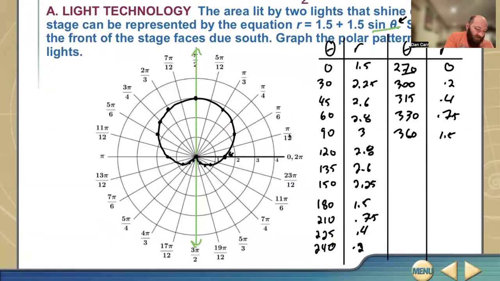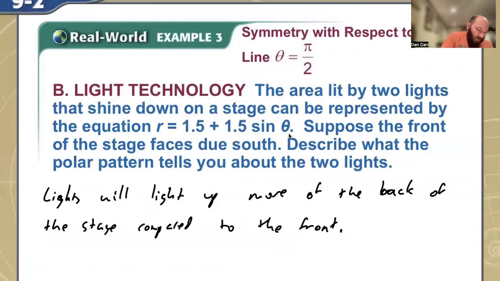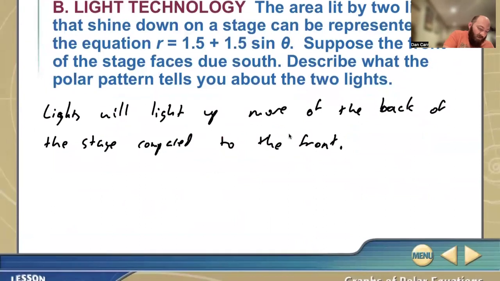Okay, so that means that the lights are lighting up the band here, but not as much at the front of the stage. So that's kind of the goal with something like this. We want the band to be lit, but not the audience.